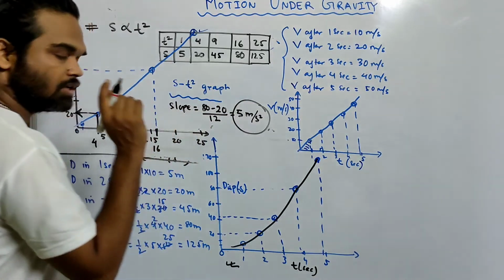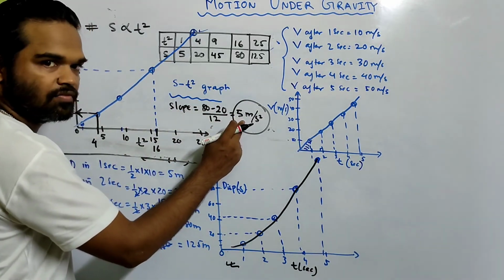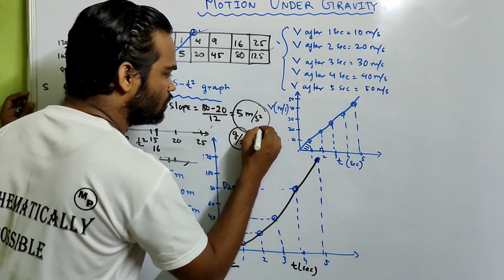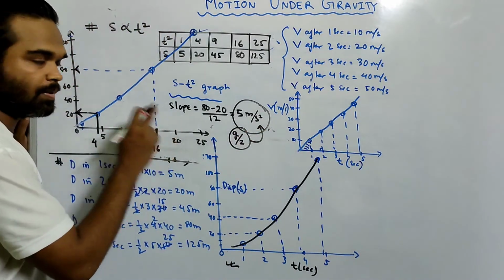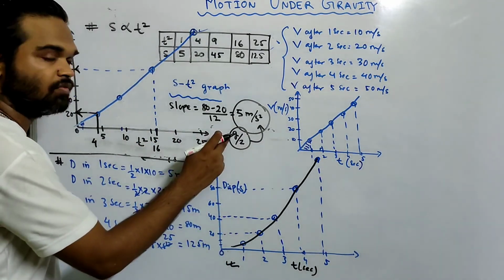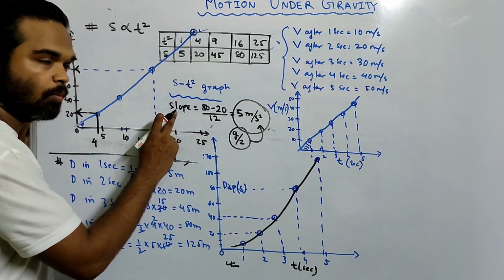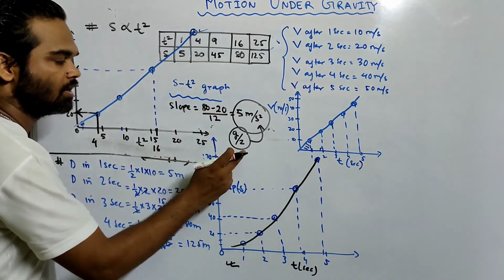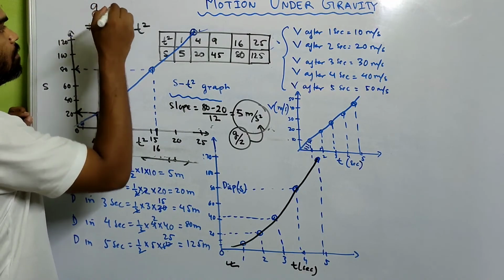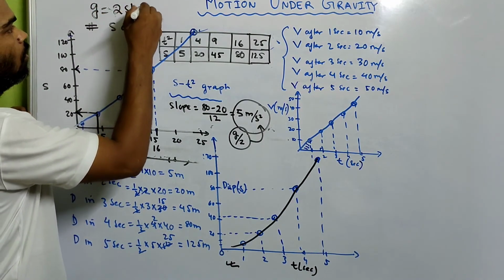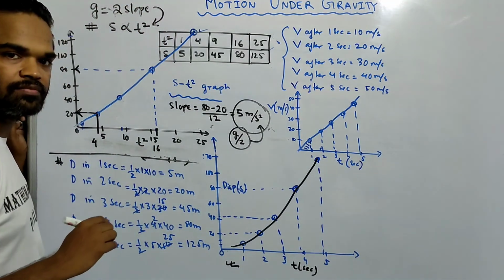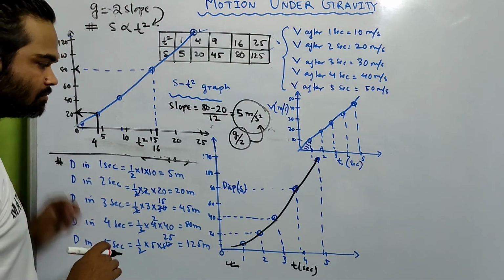which is equal to half of g. G by 2 is this only. So the slope in this case is nothing but g by 2, which means we can get the value of g. If you double the slope of the S versus t square graph, then you get the value of g, because g will be clearly twice the slope in case of the S versus t square graph. Am I clear?